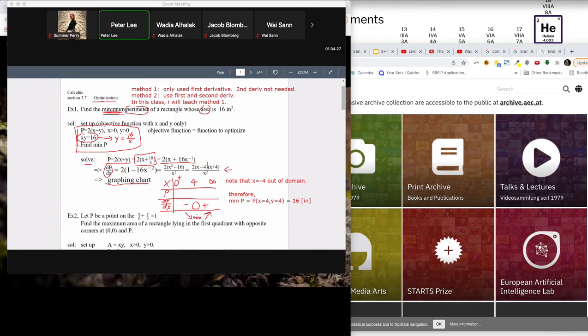So what is the perimeter? It's a rectangle problem here, so the perimeter is 2 times x plus y, with x bigger than 0 and y bigger than 0. We have 2 variables here, so we need 1 constraint: x times y equals 16. Find the minimum P. Okay, that's the setup. Any questions on example 1?